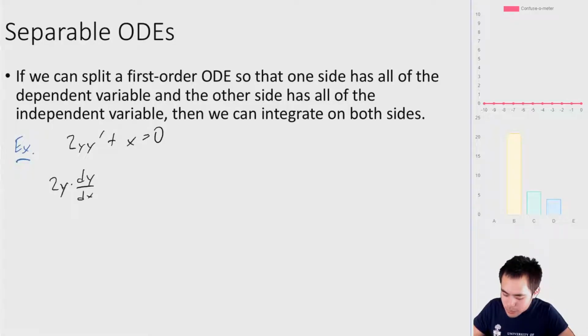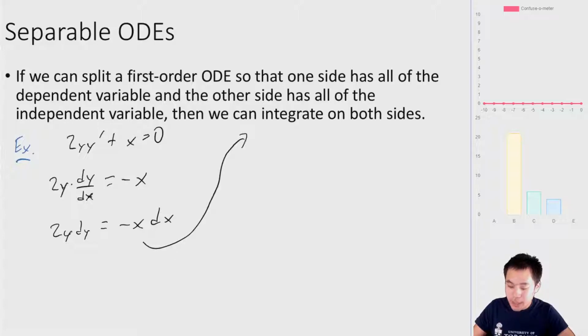And I'm going to rewrite this by moving the x onto the other side, is equal to minus x. And then we multiply both sides by dx. So we have 2y dy is going to be equal to minus x dx. And then we can integrate both sides. Integral of 2y dy is equal to the integral of minus x dx. And so then you get y squared is equal to minus x squared over 2 plus c.